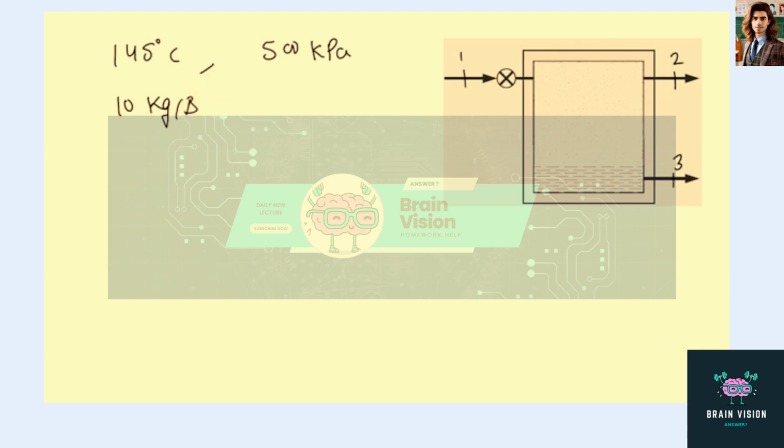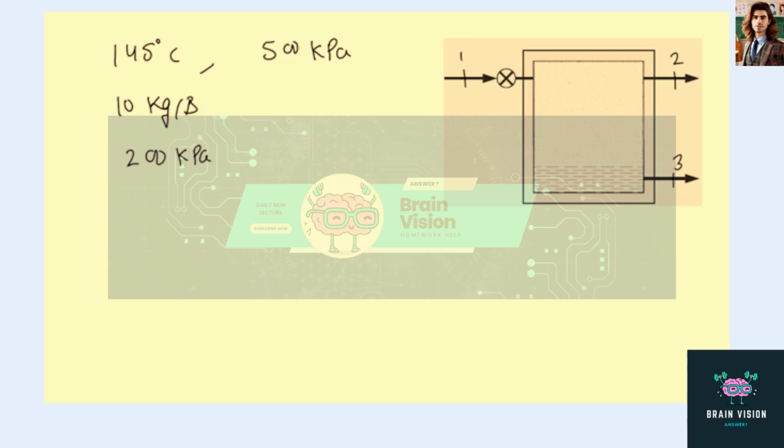Now, this flash evaporator separates vapor and liquid at a pressure of 200 kilopascal. We are required to calculate three fluxes of exergy, that means at 1, 2 and 3, and finally we need to calculate irreversibility rate. So let's see how to solve this question.